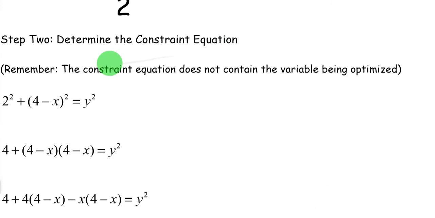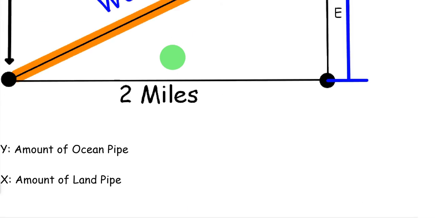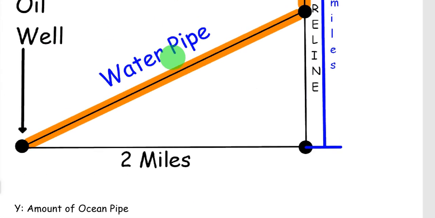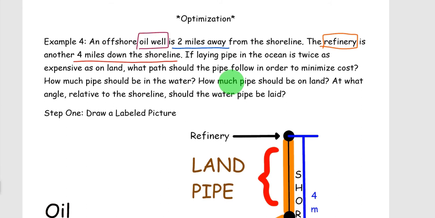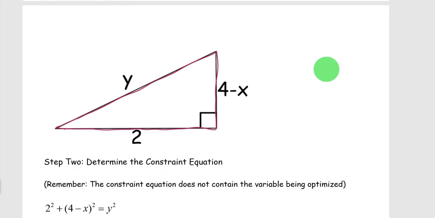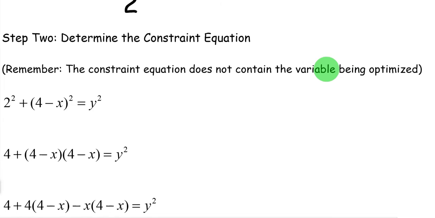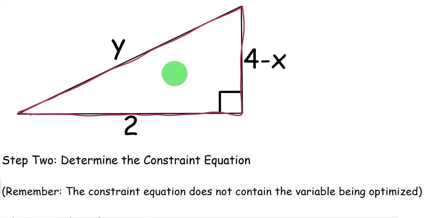Now remember, the constraint equation does not contain the variable being optimized. What are we trying to optimize here? We're trying to optimize the cost of all of our pipe put together. Not the amount of pipe, but our cost. You can see this in the question: what path should the pipe follow in order to minimize cost? So cost is what we're optimizing, in this case minimizing. Our constraint equation will not contain cost, but going back to the triangle we drew, this will be our constraint equation. Why? Because it's the amount of pipe we're using.